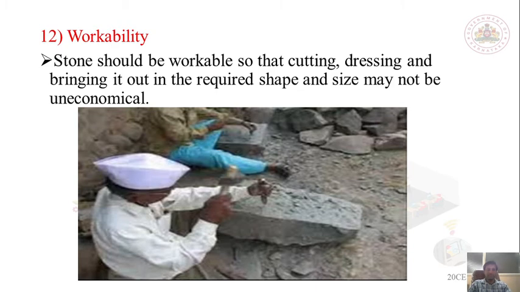Here in this picture you can see a person chiseling the stone. He is easily able to make corners and edges, and he can easily make a shape of this particular stone. It means the stone is workable here.